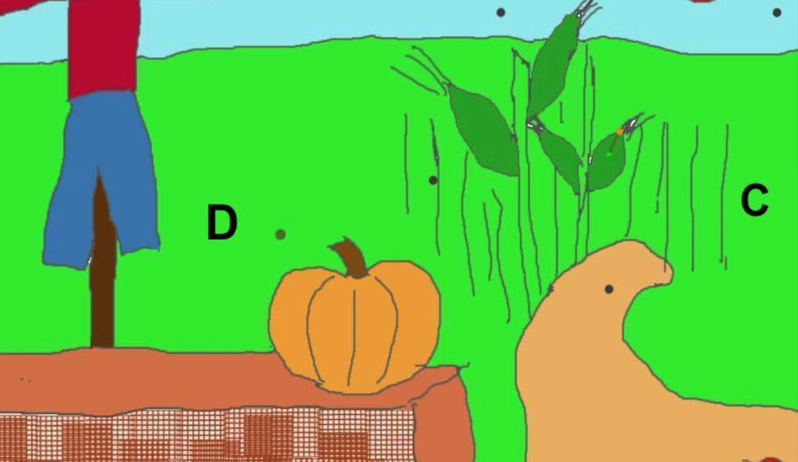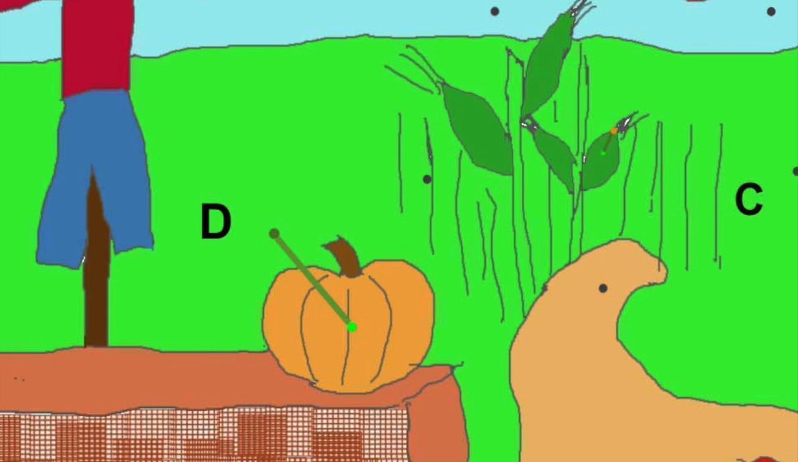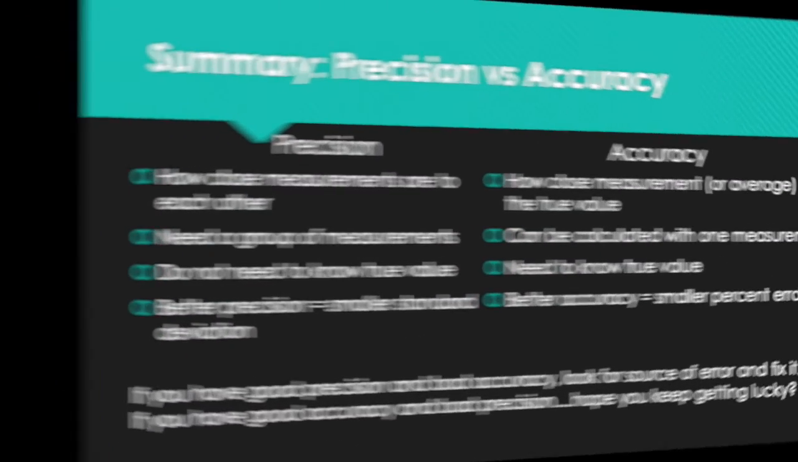So if a fourth person, person D, came up and fired one shot or one watermelon seed, you could not judge that person's precision. But if you knew what they were aiming for, you could determine the accuracy. So for precision, you need a group of measurements, but you don't need to know the true value. For accuracy, you do need to know the true value, but you don't need a group of measurements. Let's put a summary up here.